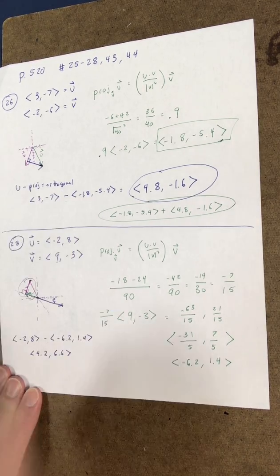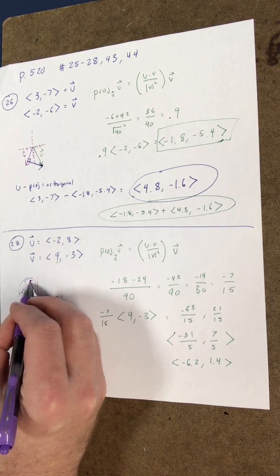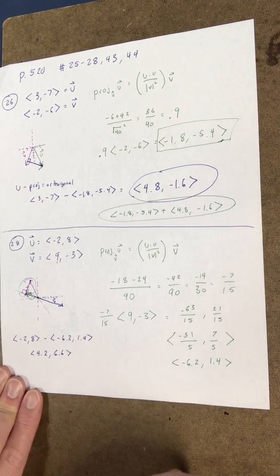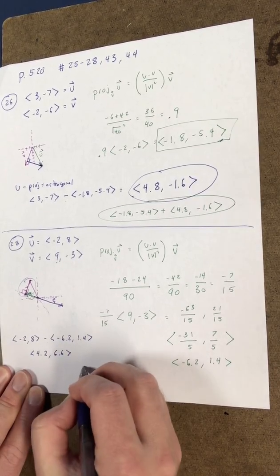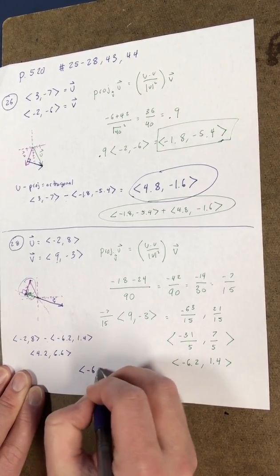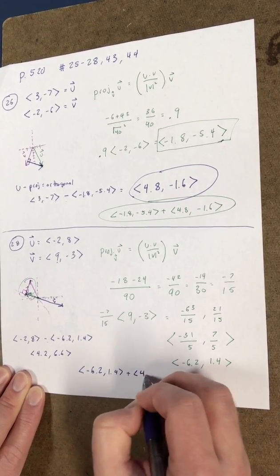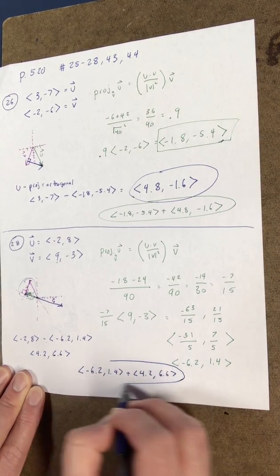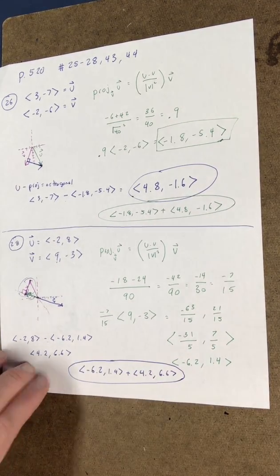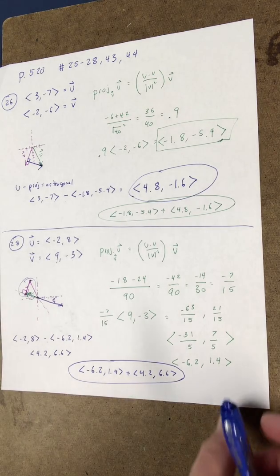Let's see if that makes sense. So this other vector would start here, go about 4.2 this way, up 6.6. That does make sense. And our final answer will be negative 6.2, comma 1.4 plus 4.2, comma 6.6. And do a similar thing for 25 and 27 and check your answers in the back.